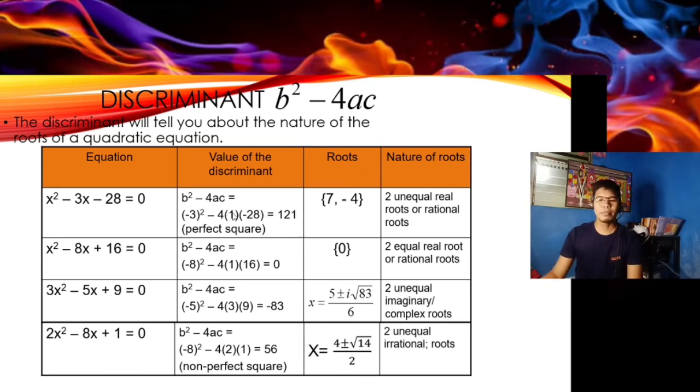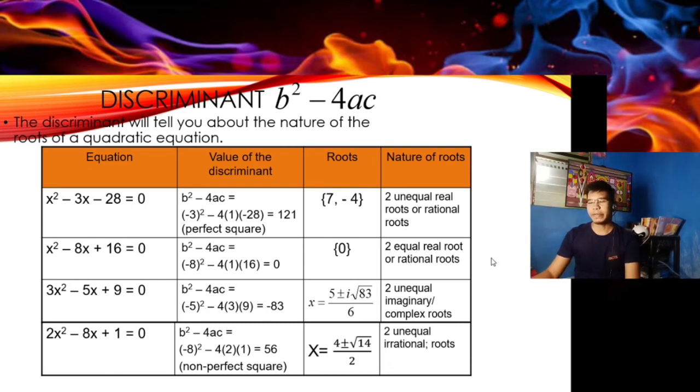So let us again summarize. If the discriminant is positive and a perfect square, the nature of the roots are two unequal real roots or rational roots. If the value of the discriminant is 0, we have two equal real roots or rational roots. And if the value of the discriminant is a negative number, the nature of the roots are two unequal imaginary or complex roots. If the value of the discriminant is positive but not a perfect square, the nature of the roots are two unequal irrational roots or solutions.